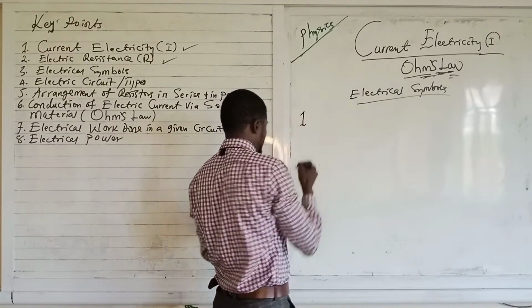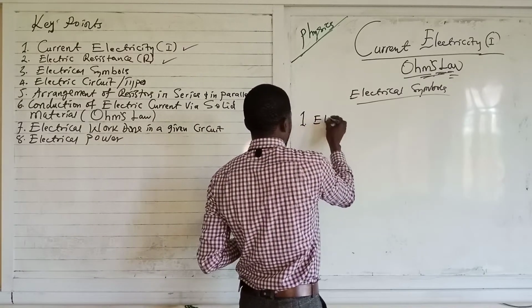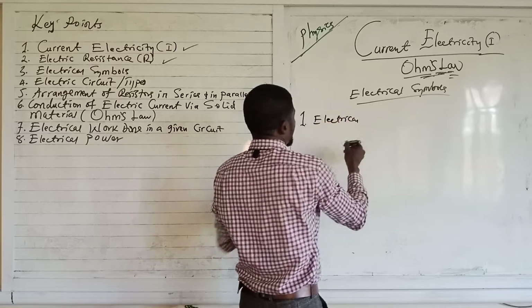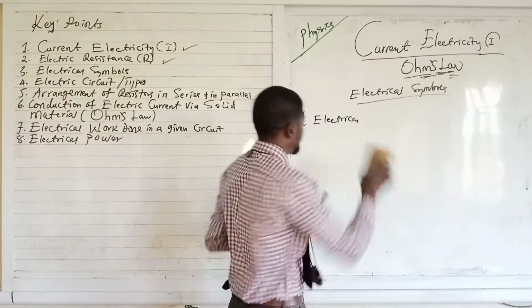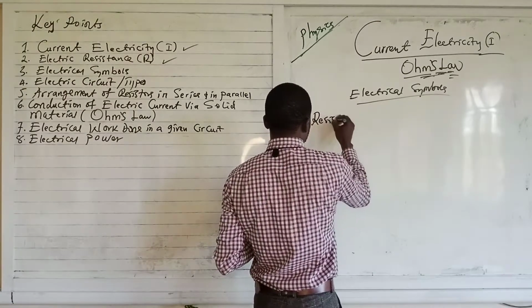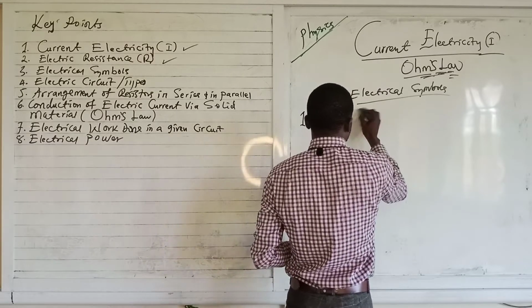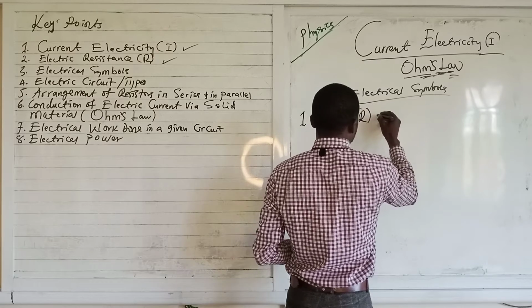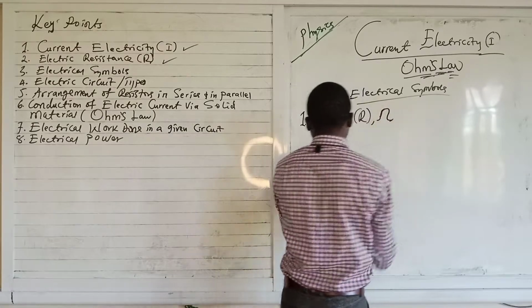We are going to start with electrical resistance, or let's say resistor. Just write resistor. The resistor is represented by R and has the unit ohm.